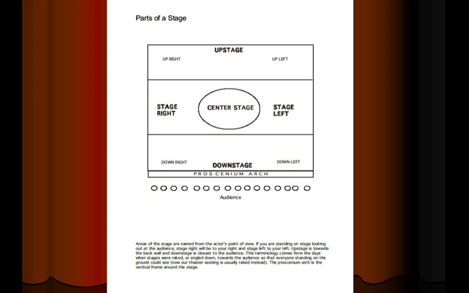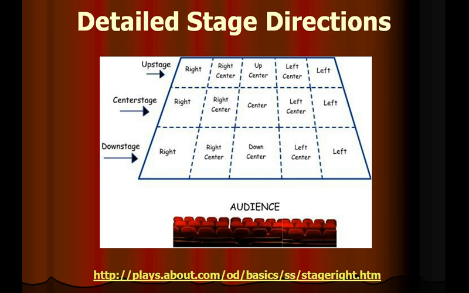The proscenium arch is the vertical frame around the stage. Detailed stage directions include a diagram like the one pictured here. Downstage has right, right center, down center, left center, and left facing the audience. Center stage includes similar markings, as does upstage.